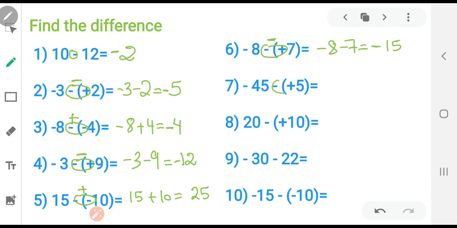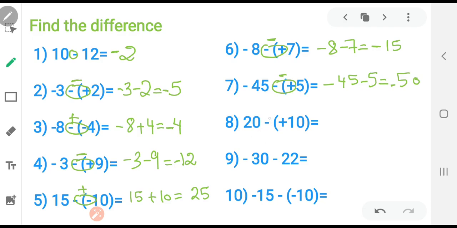Minus 45 minus plus 5. This will be changed into a minus. So this is minus 45 minus 5. The same sign I will add. This will become a 50. What's that same sign? Minus, so minus 50.